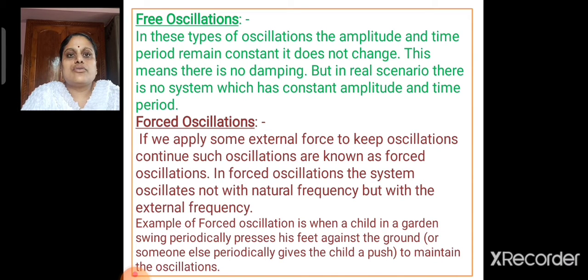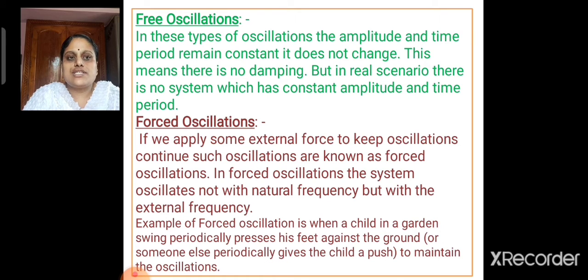Now let us see what free oscillations and forced oscillations are. In free oscillations, the amplitude and time period remain constant and do not change. This means that there is no damping. But in the real scenario, there is no system which has constant amplitude and time period. Forced oscillations are those in which we apply some external force to keep the oscillations continuing.